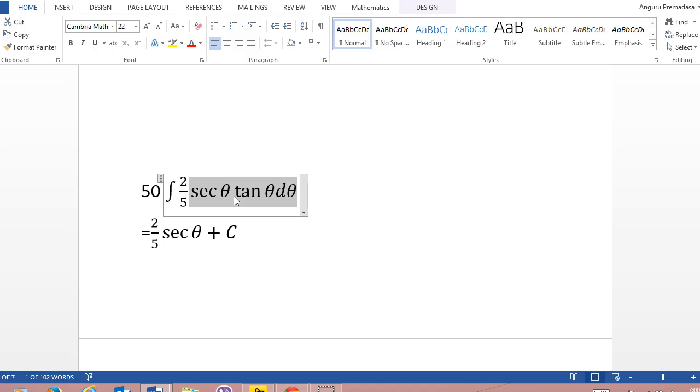Do you guys remember what the derivative of secant theta is? The derivative of secant theta is secant theta tangent theta. If the derivative of secant theta is tangent theta secant theta, then what is the antiderivative of secant theta tangent theta? Secant theta, because when you differentiate secant theta, you get this, so the antiderivative of this will be this. So it's very simple. The answer is 2/5 secant theta plus a constant.